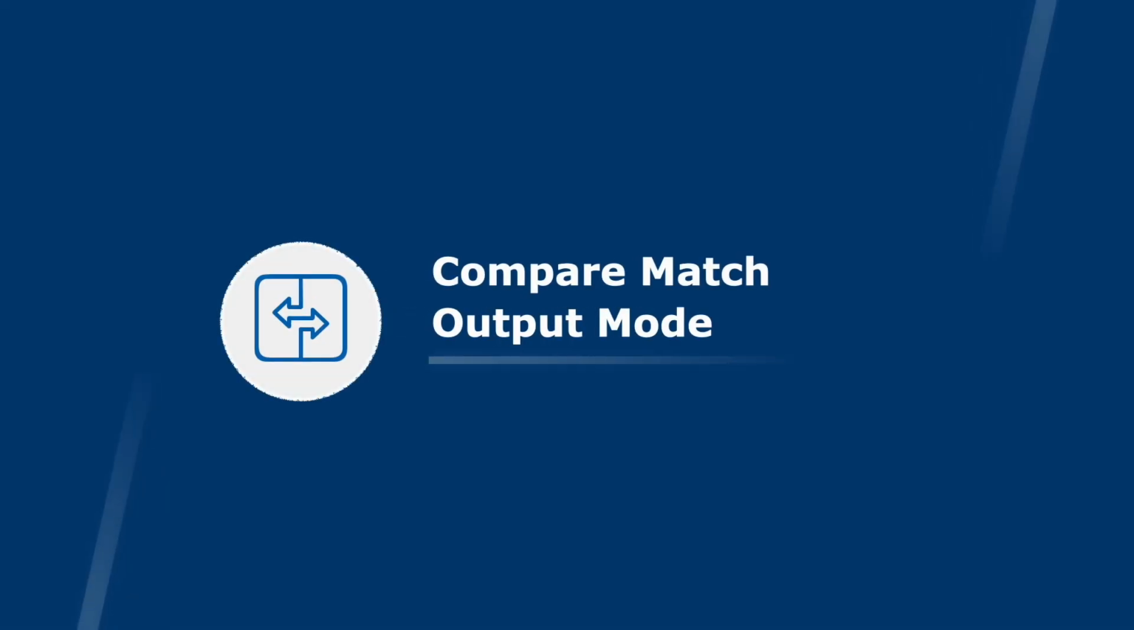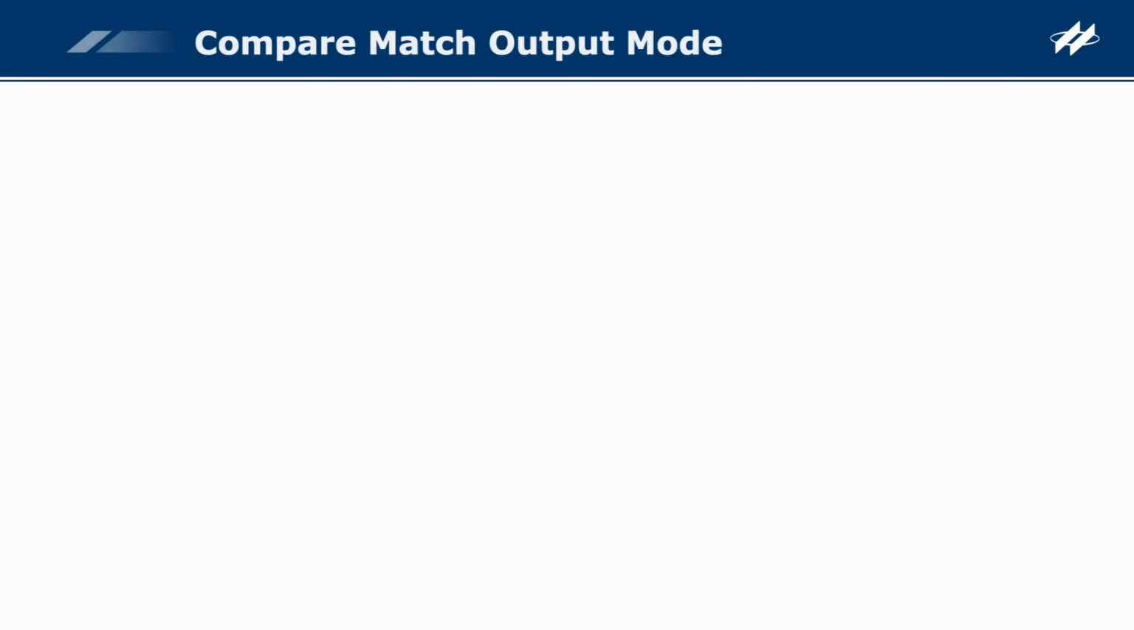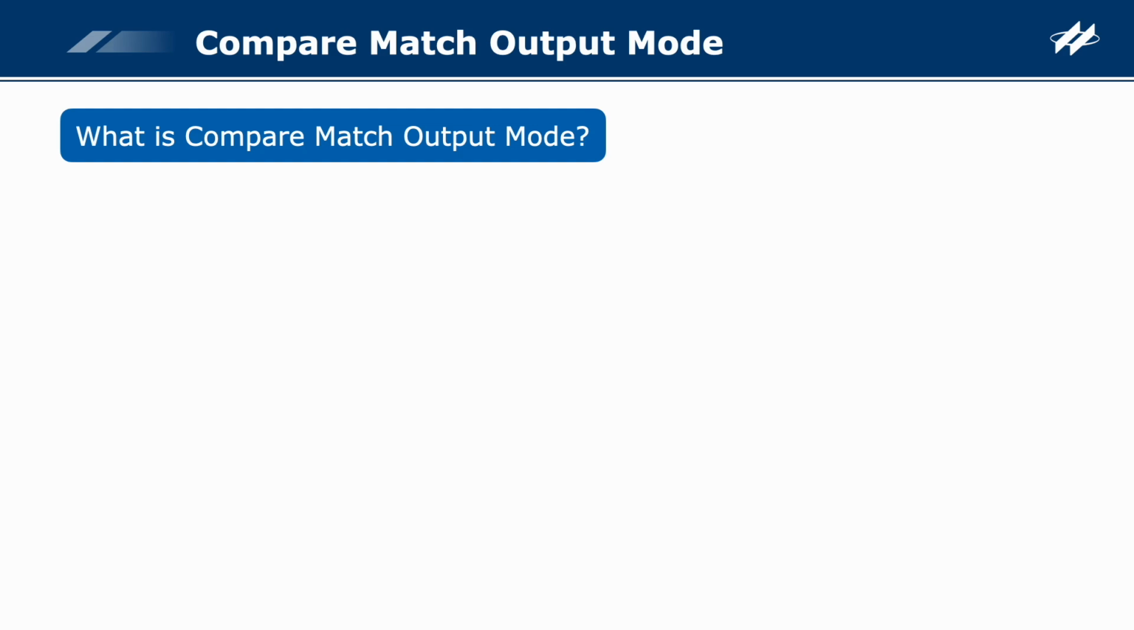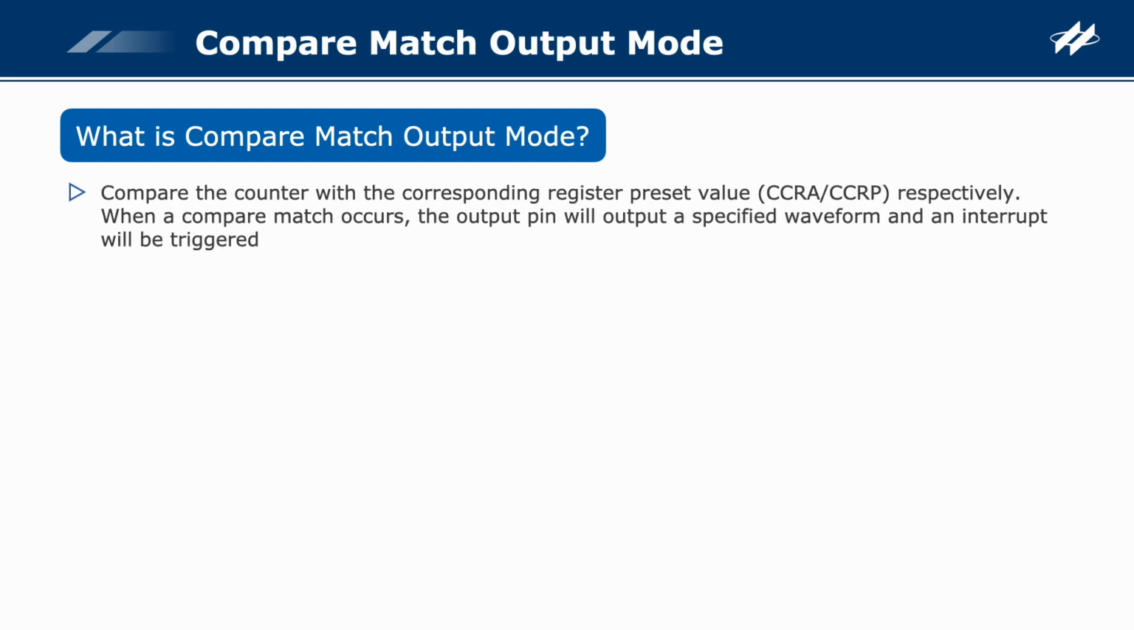Compare match output mode. Now let's introduce what is compare match output mode. After the counter is started, it is compared with the preset value of the corresponding register. When a compare match occurs, the output pin will output a specified waveform and an interrupt will be triggered.